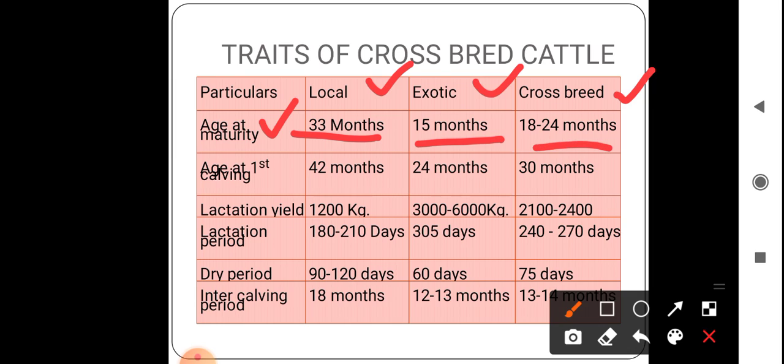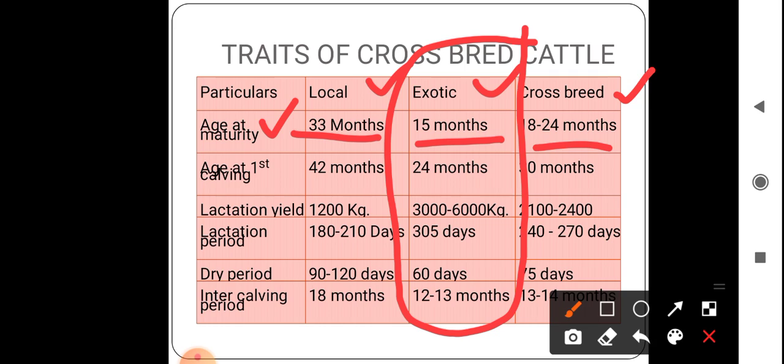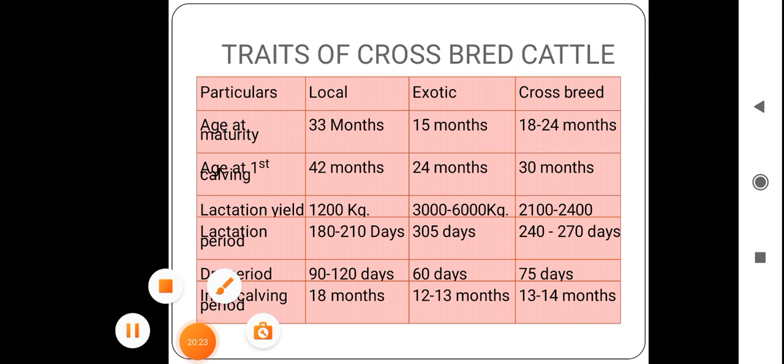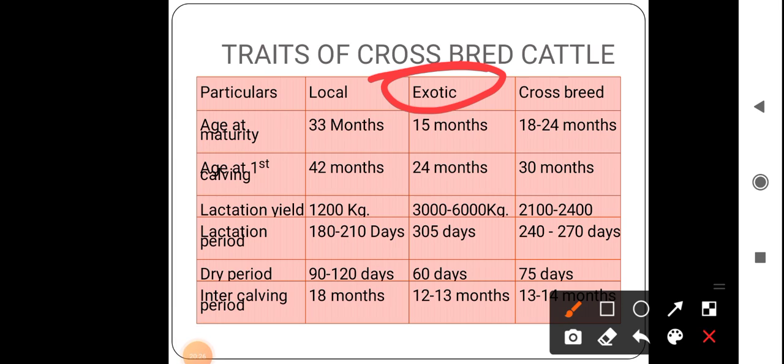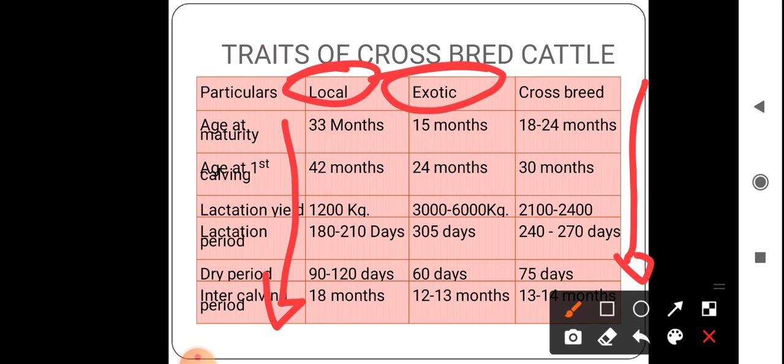So why are we going for crossbreed? Why not just domesticate, and do dairy farming with exotic breeds? It is because exotic breeds are of foreign origin and they are not that well adapted to Indian conditions. Local breeds are adapted to Indian conditions, but their economic traits are not good. So when we produce a mixture of these, what will happen? The crossbred cows are adapting to the Indian conditions and their economic traits are improved.